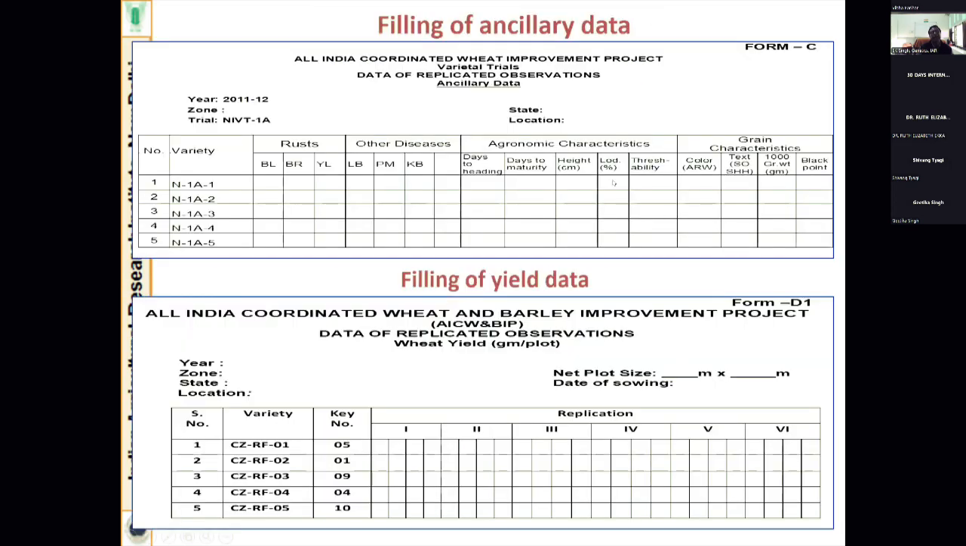This is the data booklet. Above, there is a data sheet for ancillary traits, and below it, a sheet for yield traits, yield data, which is filled in and supplied to the operating center.